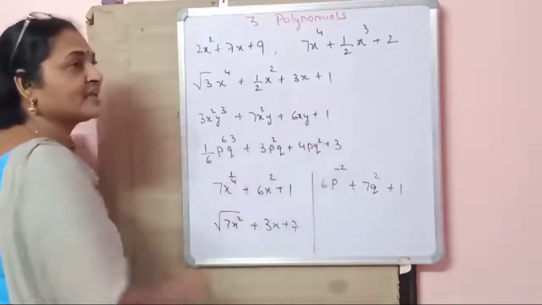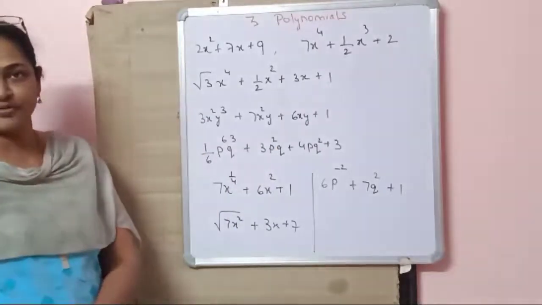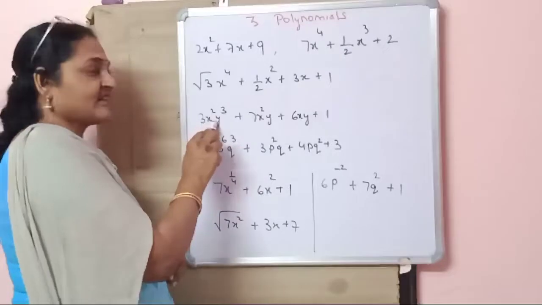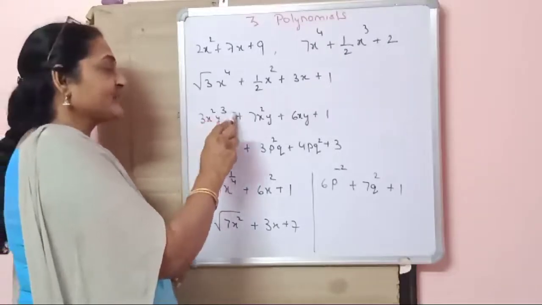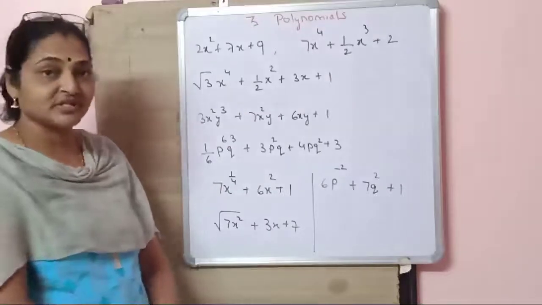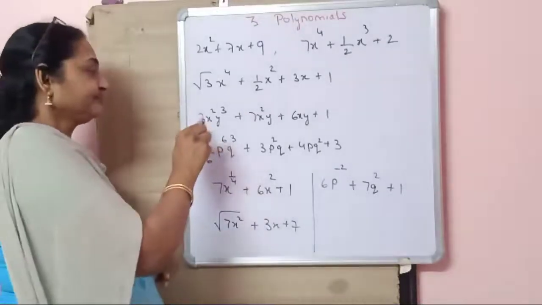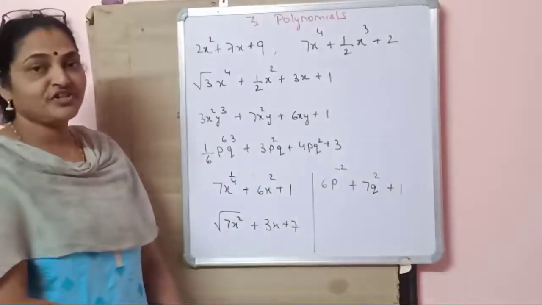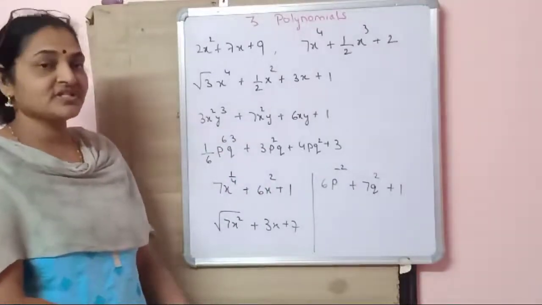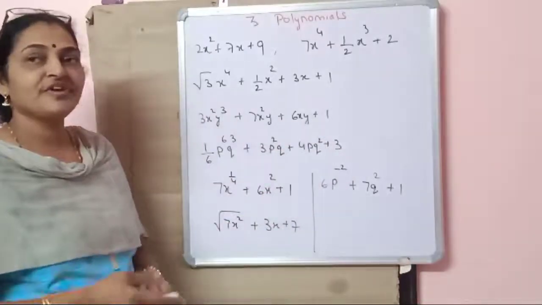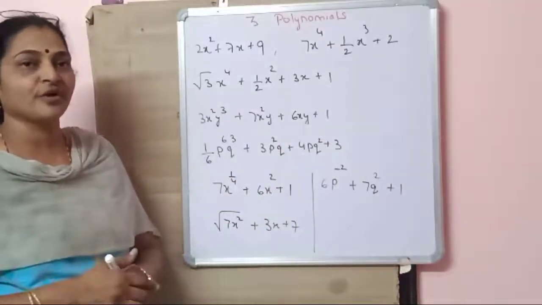First of all, confirm whether this is a polynomial or not a polynomial. Here the variables used are x and y. All the degrees of the variables, the powers of the variables, are natural numbers, and the coefficients are real numbers. Therefore this expression is a polynomial. Now we have to find out the degree of the polynomial.